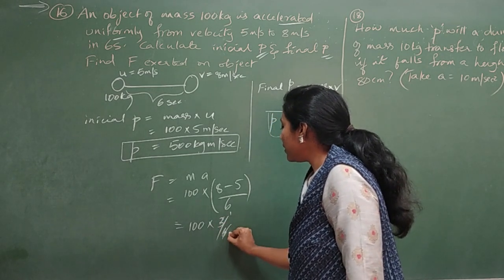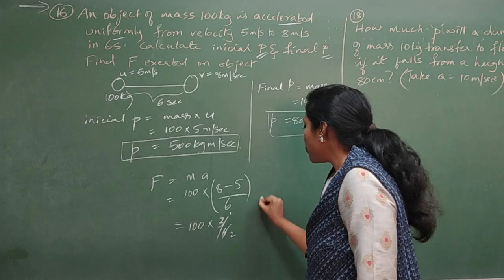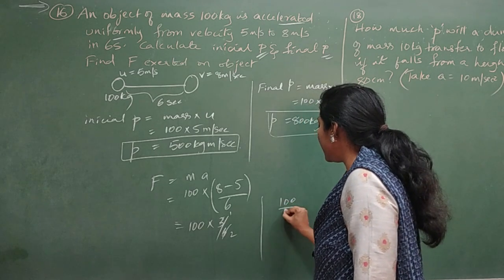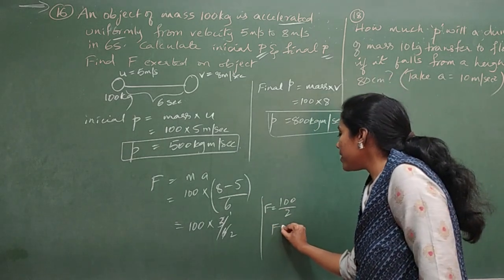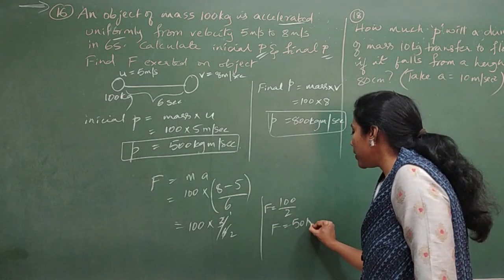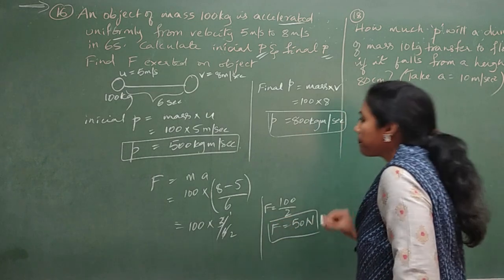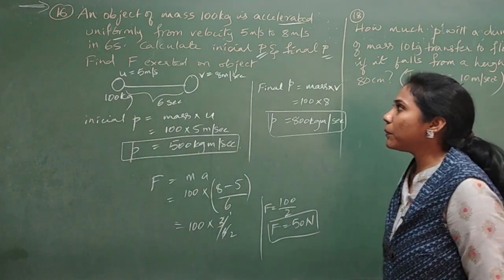So 3 ones are, 3 twos are, right? So you have 100 by 2. Your F is equal to 100 by 2. So F is equal to 50 newtons is the answer. Okay. So very simple problem.